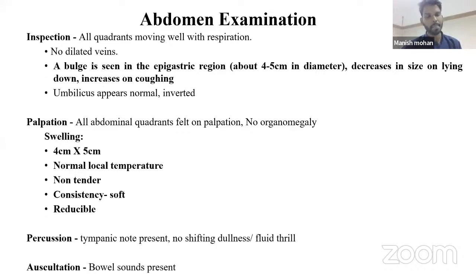On palpation, all abdominal quadrants were felt, and there was no organomegaly. Swelling was palpated measuring around 4 cm by 5 cm. There was no raised local temperature, and it was non-tender. Consistency was soft and reducible. On percussion, a tympanic note was present. There was no shifting dullness or fluid thrill. On auscultation, the bowel sounds were present.